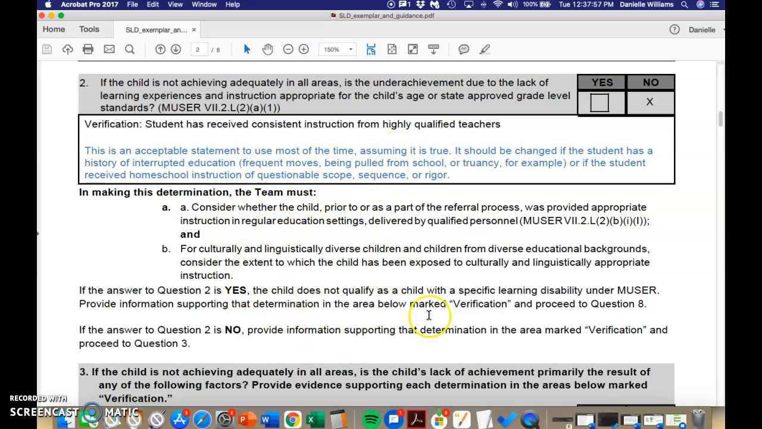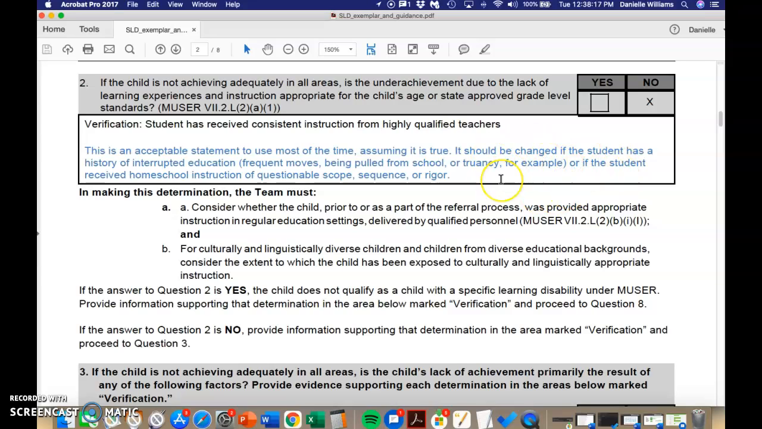The department also gives you some things to consider. So things like if the student has moved around a lot, they've been pulled from school, they got homeschool instruction that we're not sure was the most rigorous instruction that would have been appropriate. If they've been incredibly truant, those are all reasons why we might say yes here.